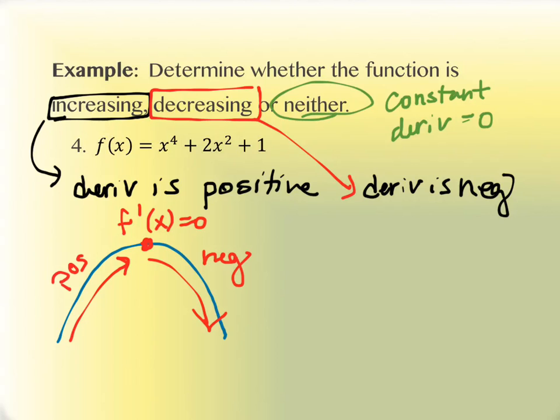So the first thing we're going to do is take the derivative and see what that looks like. What is the derivative of x to the 4th plus 2x squared plus 1? After all the hard derivatives you've done, what's this one? 4x cubed plus 4x. Everybody good with that? And the 1 turns into 0.